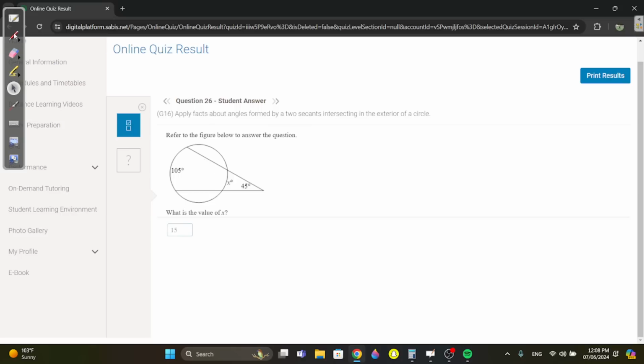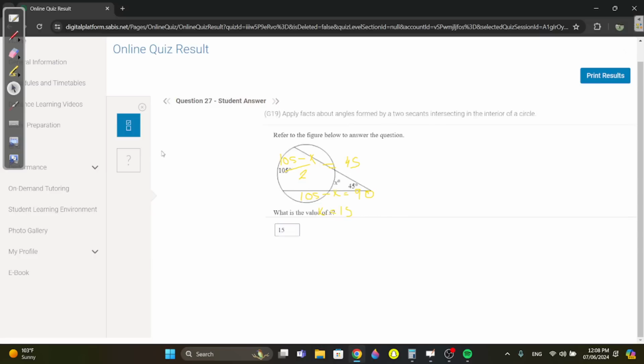What is the value of x? You do arc 1 minus arc 2, since it's an exterior angle. Arc 1 minus arc 2 over 2 equals the angle outside. So 105 minus x over 2 equals 45. Multiply by 2, you're gonna get 105 minus x equals 90. You're gonna get x equals 15. Okay, 105 minus 90.